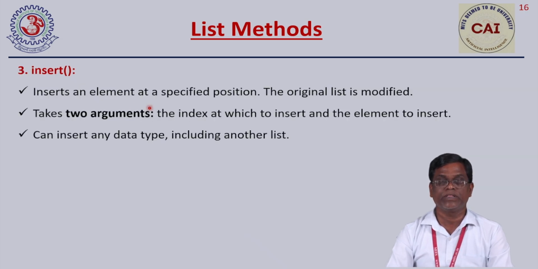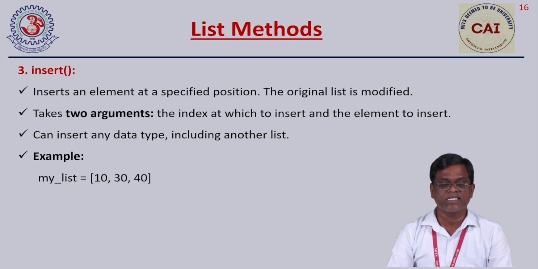Next we go with the insert method. The purpose of the insert method is that if I want to insert any element or value within the list at a specific position, then I can use this insert method. After applying the insert method, the original list will be modified. This insert method takes two arguments: one is the index position where we have to insert the value, and the second argument is the element that we want to insert in the list. This insert method can insert any data type, including another list or any other iterable objects.